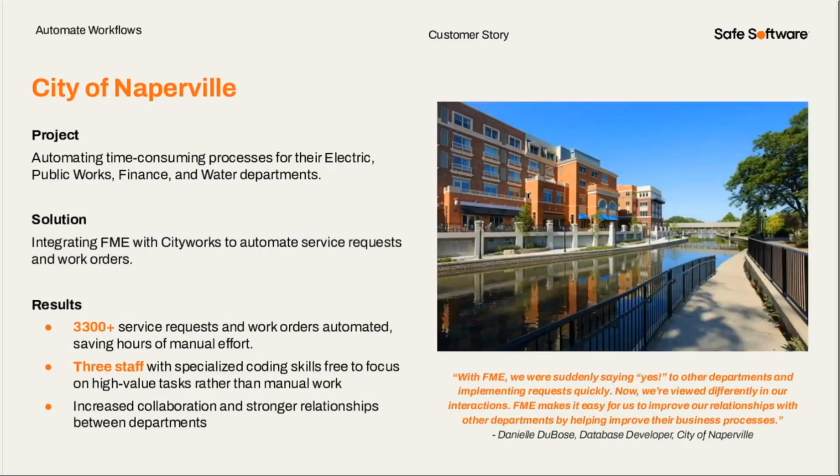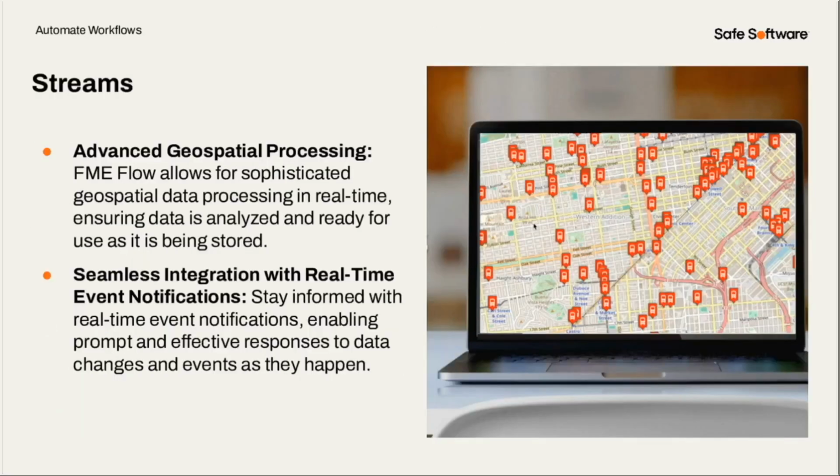Another example is the city of Naperville. So they needed to automate their service requests and their work orders from a few different departments around the city. Before, they were spending a lot of time manually mapping out these work orders, and basically they had 3 full-time staff focusing their effort on this. Now they have FME do it, so it's automatically integrated. They don't need these 3 staff to focus on these menial tasks. Instead, they're focusing on more high-value work. And this has really increased collaboration and formed stronger relationships between their departments.